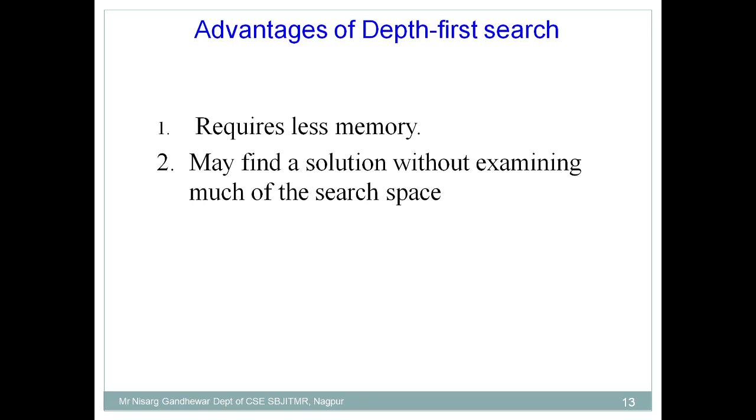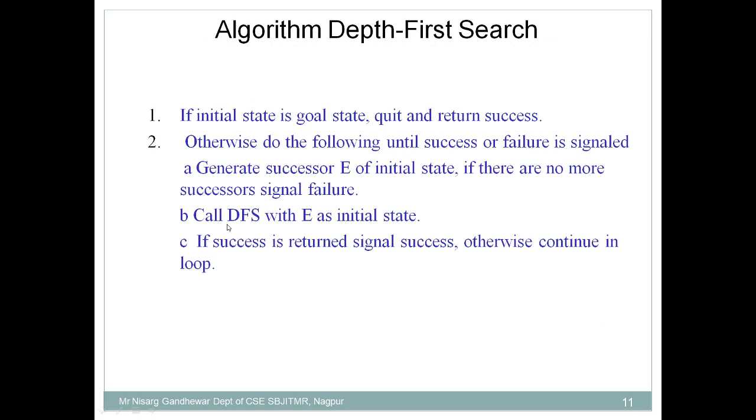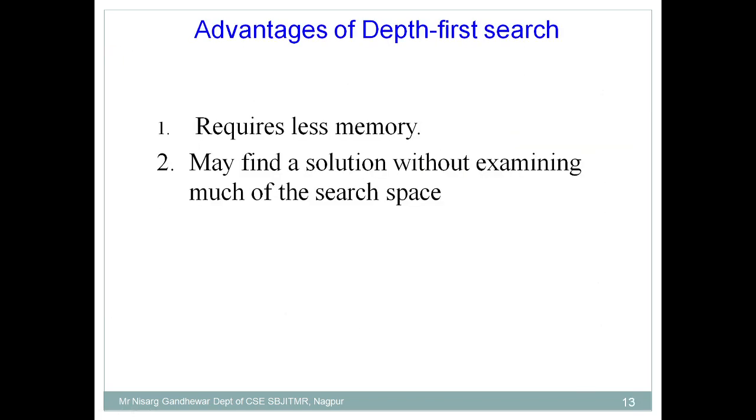It may find a solution without examining much of the search space. Because you are moving in one direction, if you get a solution along this direction, you find it early, though there may or may not be such a possibility. But in breadth first search you are exploring all these things. This is the difference between breadth first search and depth first search. So these are the benefits of depth first search.